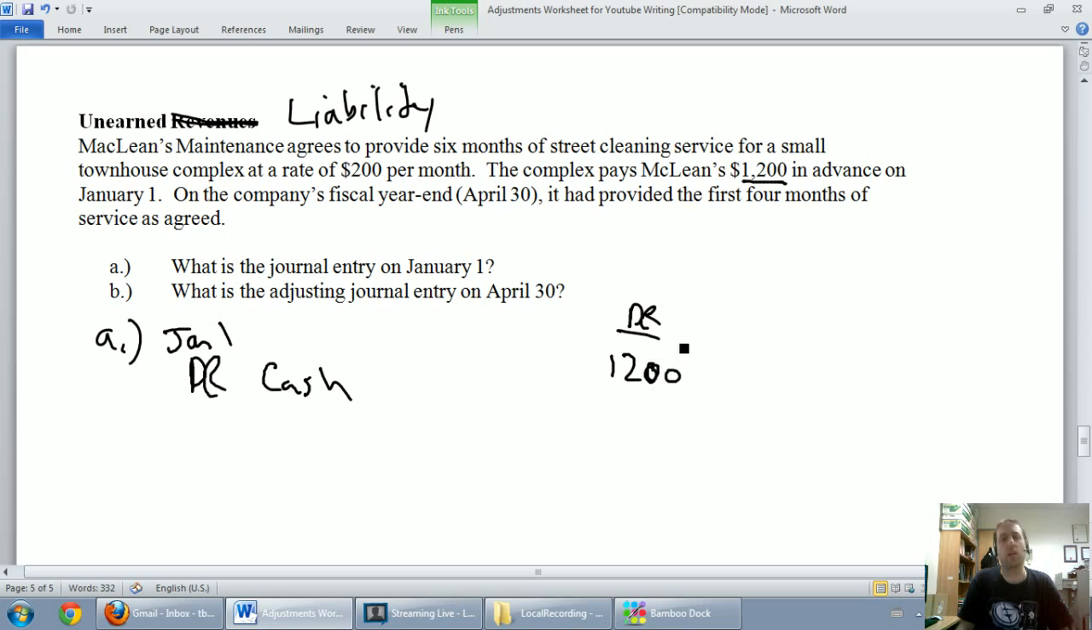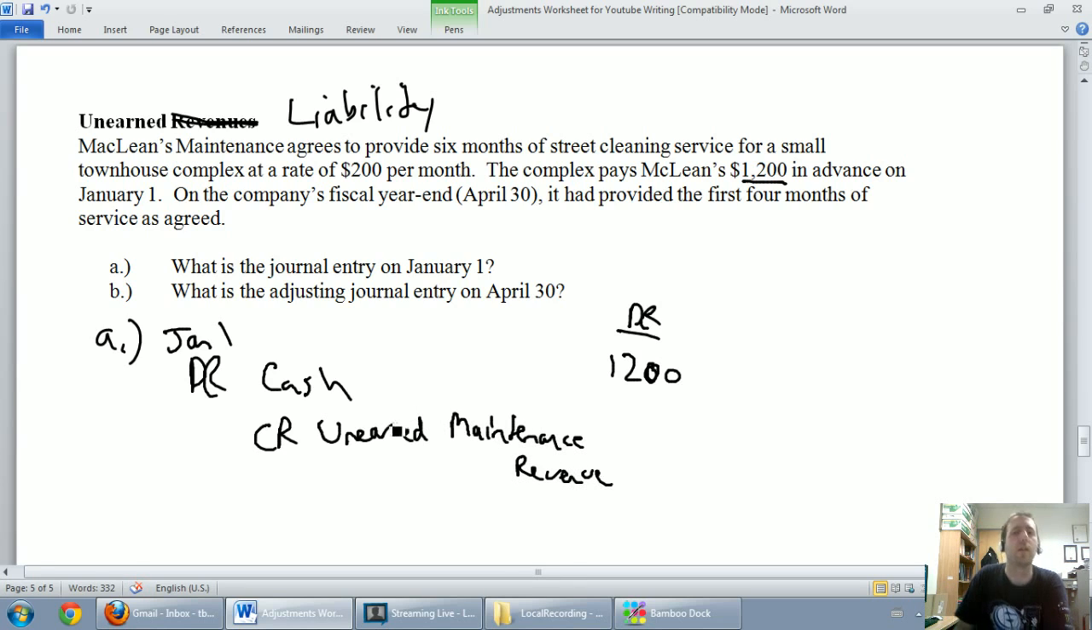Now, they've given us $1,200 not out of the goodness of their heart. They've given it for us to provide them service. We owe them $1,200 worth of service. So the credit here is to a liability, but it's a liability that we're going to call a revenue. Very awkward. So we're going to call this unearned, and that word unearned modifies this from being a revenue to being a liability. Unearned, and what kind of revenue? I guess maintenance revenue. So I'm going to call it unearned maintenance revenue. Again, the word unearned means it's a liability. Unearned maintenance revenue, $1,200, and that of course goes under the credit heading.